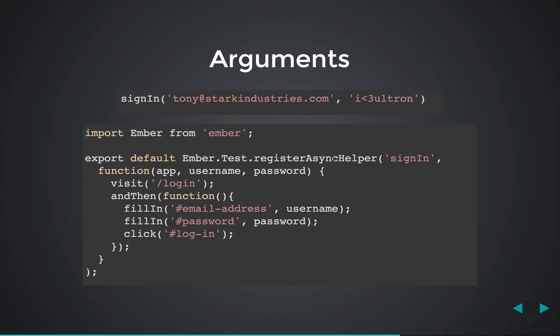If we want to include extra arguments, then we put them after the app argument. So here we're giving the sign-in function 2 arguments, and those are the second and third arguments that are in this function we define. So the first argument is always app.